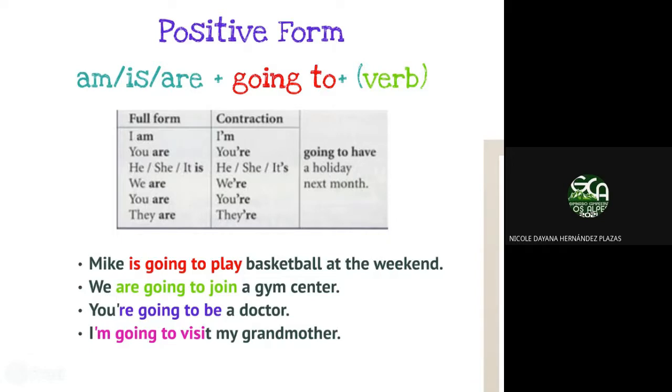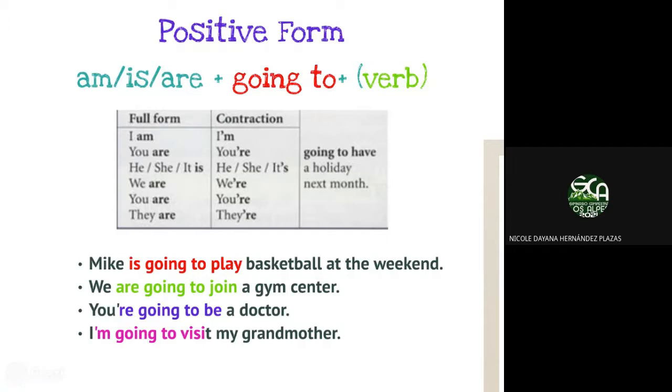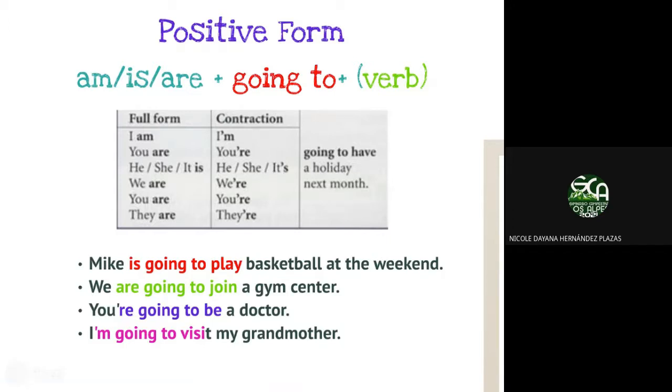We are going to join a gym center. The next one, Cami: you're going to be at the door. And the next one: I'm going to visit my grandmother. Questions about the structure in affirmative, babies?